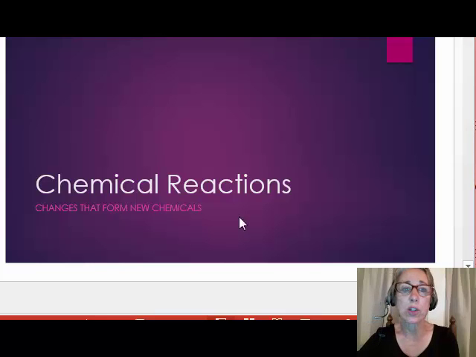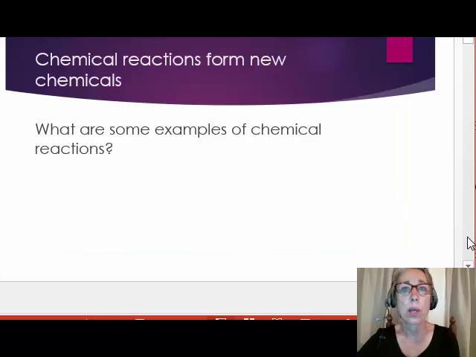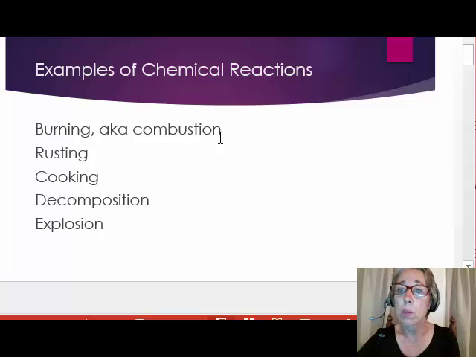We already mentioned that the term reaction means a change. A chemical reaction is a change where at least one new chemical is formed. What are some examples of chemical reactions in our everyday life? Burning, also known as combustion, rusting, or the oxidation of iron, cooking, decomposition, and most explosions are chemical reactions.